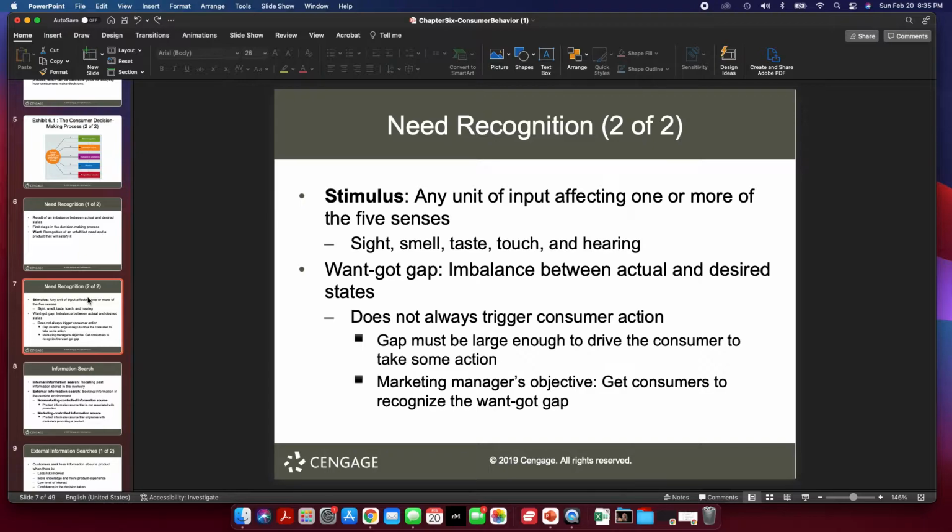Want, got, gap. This is the imbalance between the actual and desired states. The bigger the gap is, the more you want and desire that product. The gap's got to be large enough to drive the consumer to take some sort of action. And the marketing manager's objective is to get consumers to recognize that want, got, gap. Every good marketing manager makes you realize that, hey, I need that product. I really want that product.